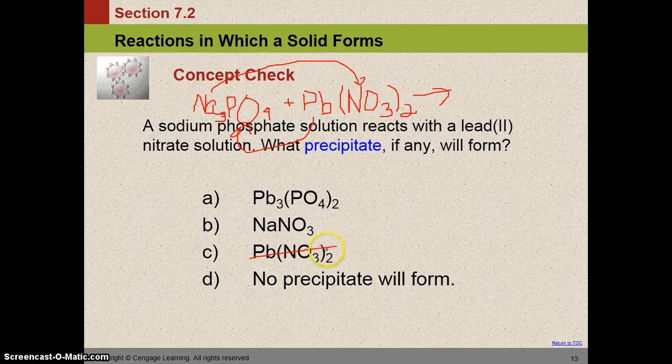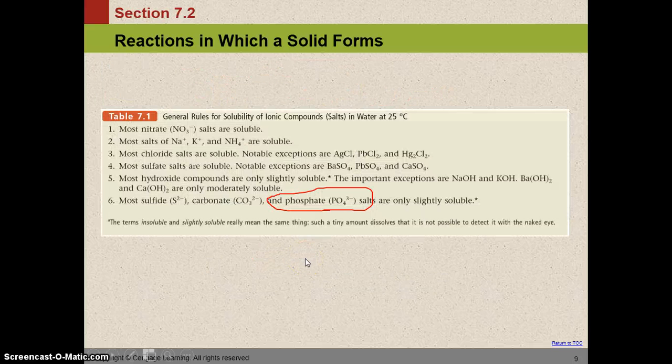The next thing we need to do is look at our solubility rules, and you'll notice on the solubility rules that sodium and nitrate are extremely soluble, so that will not form a product that is a solid falling out of solution. So we look for lead phosphate or lead 2 phosphate to see if that is a possibility of forming a solid. And if we look at our solubility rules, we'll notice that phosphate salts are only slightly soluble, making that insoluble for our purposes.